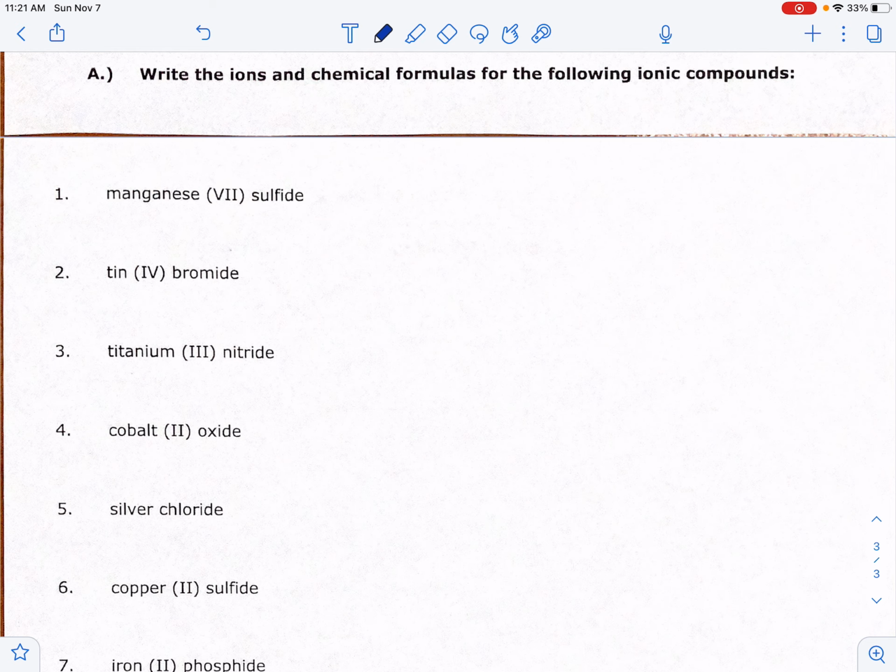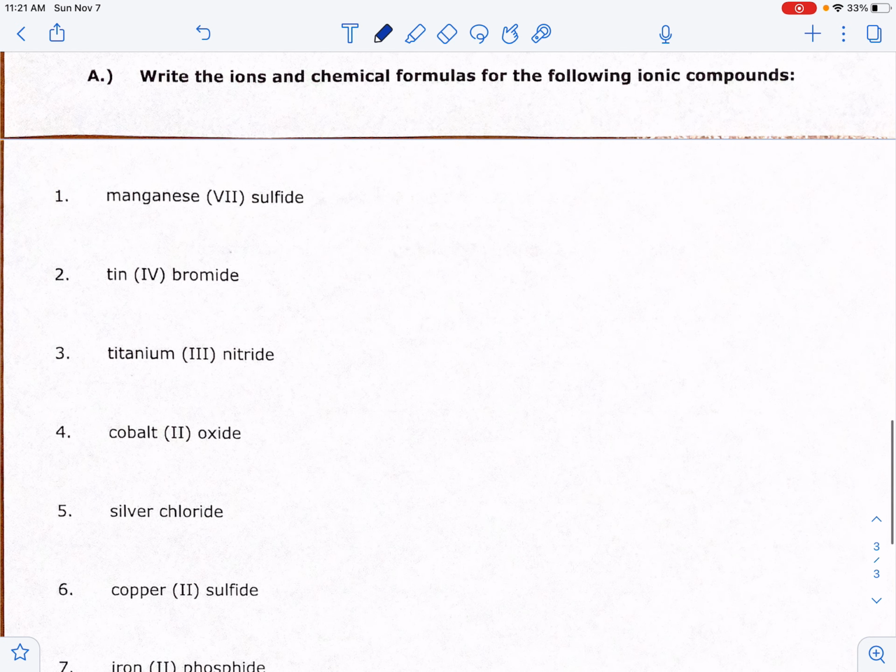So we're going to write out the pieces and then put them together. So manganese is actually Mn. Remember, watch out for manganese and magnesium. Manganese is Mn, and that VII is the same as a 7. So that's going to be manganese with a +7 charge.